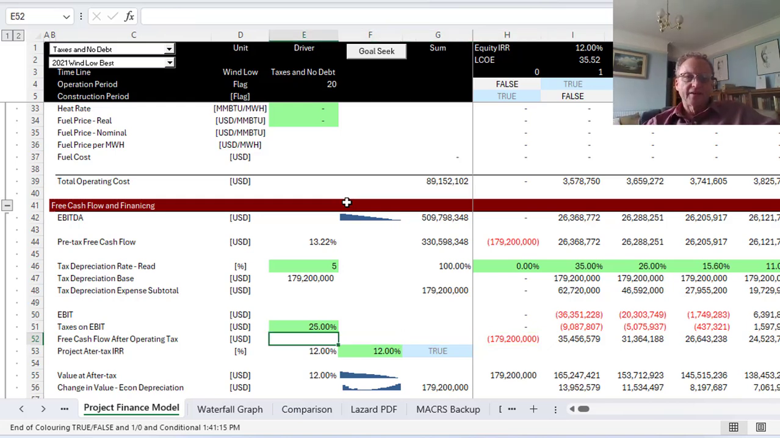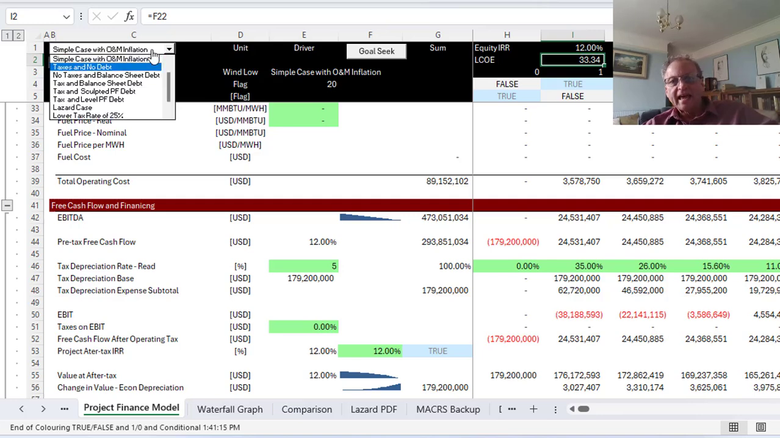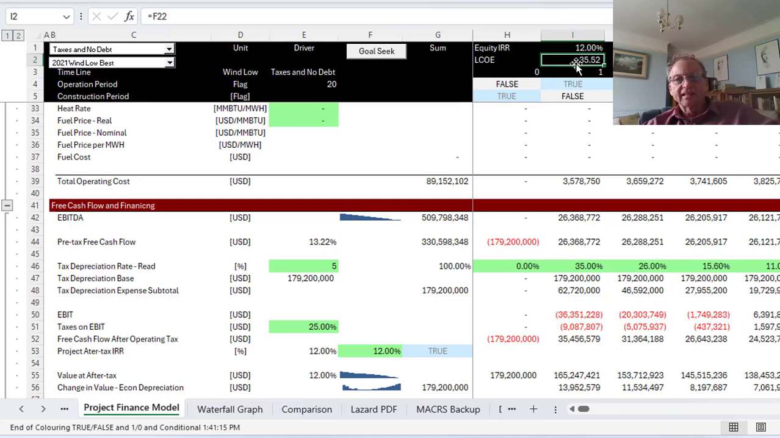Notice that, again, I'm going to go up and change it to the prior one, 33. That was if we have O&M inflation and no taxes. Now we're going to add taxes, and we get a little bit of a higher cost because we pay taxes. Now you've got to be a little careful with that. That starts to change if you've got interest that's deductible, okay?